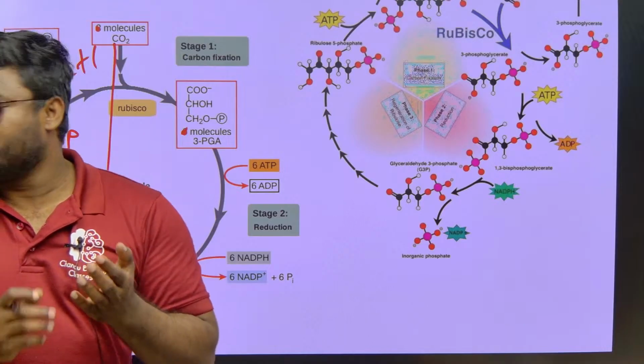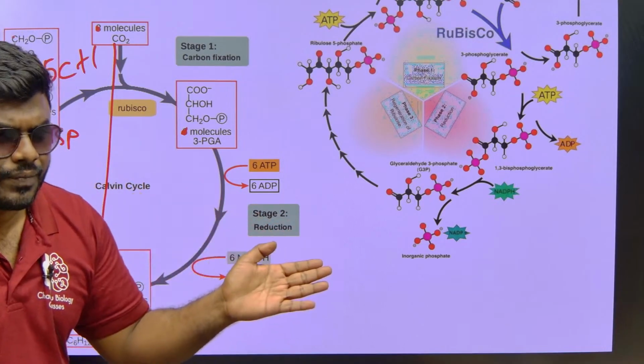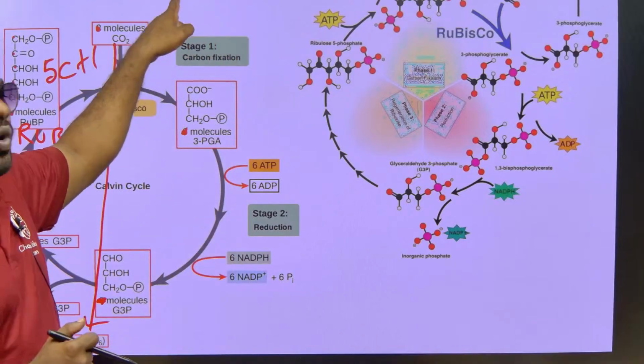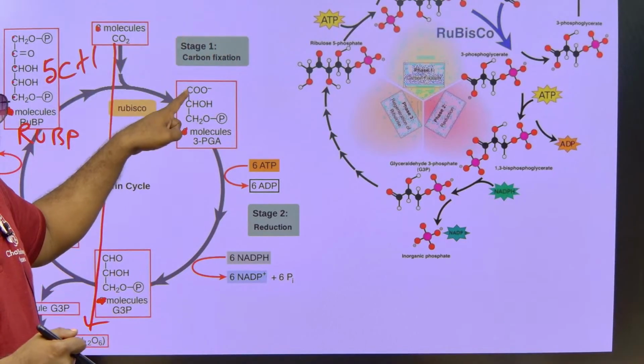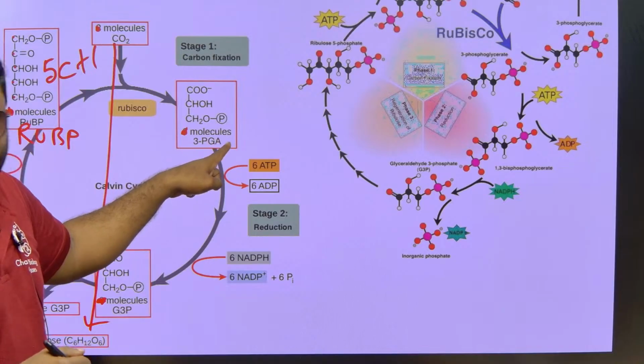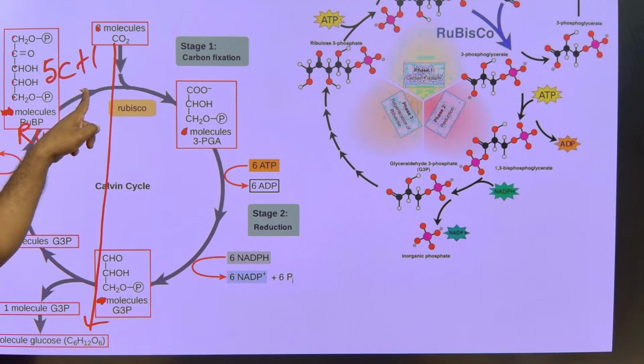So to convert into a stable compound, it will break down. You are getting the point. So what is our rule? Our stable product or intermediate product should be how many carbon? 3 carbon. So how many carbons am I having?